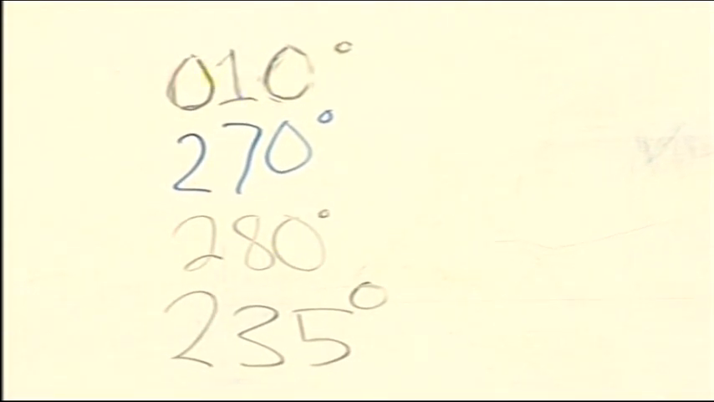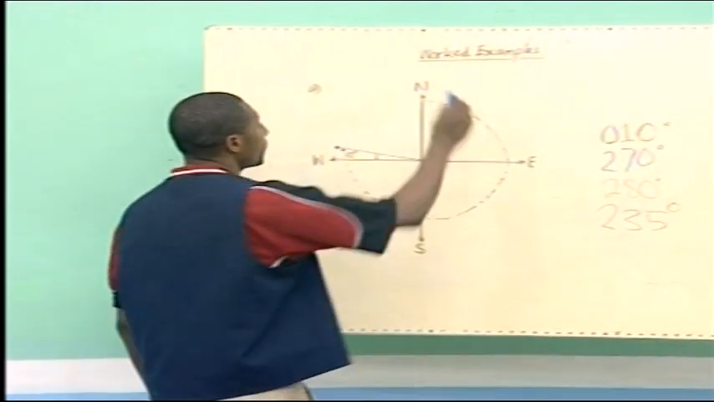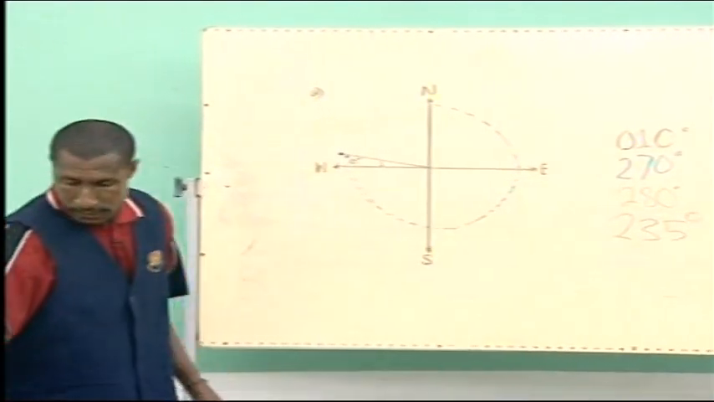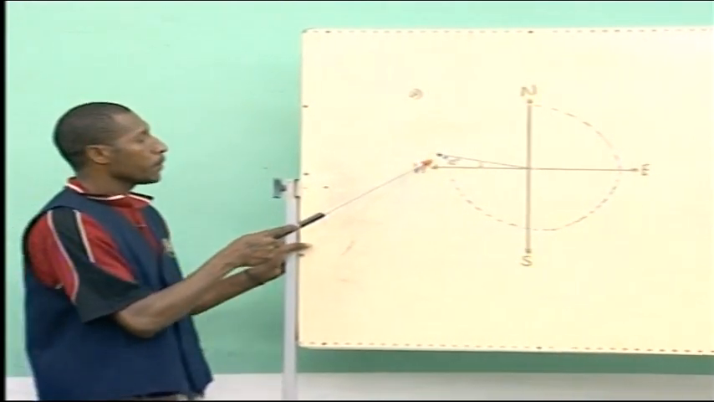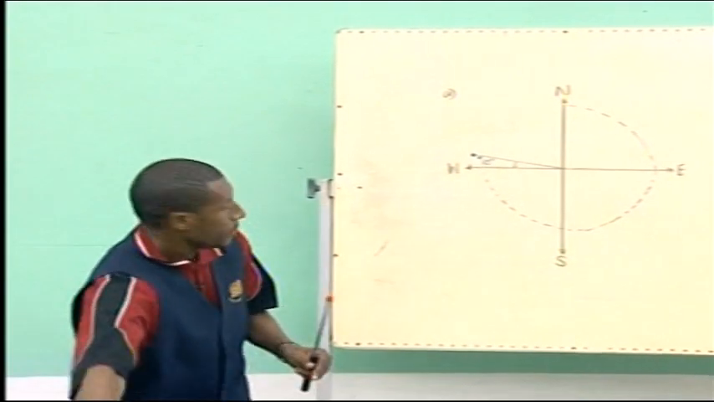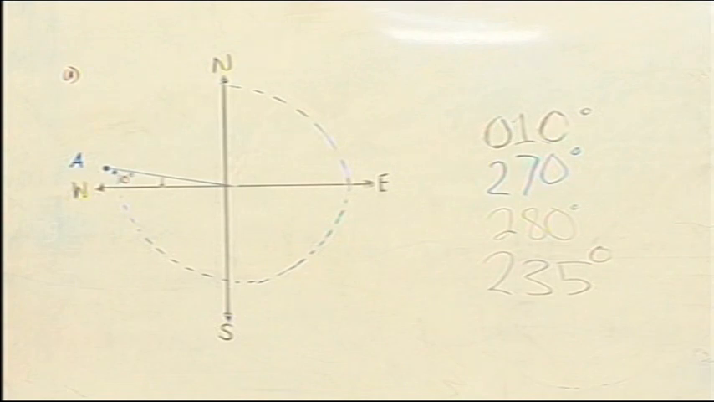Okay, receiving students and 70s, I hope you have written your answers on the board. Now let us look at the answer for the learning activity here. This is point A, and we are trying to find the bearing from north all the way to point A.